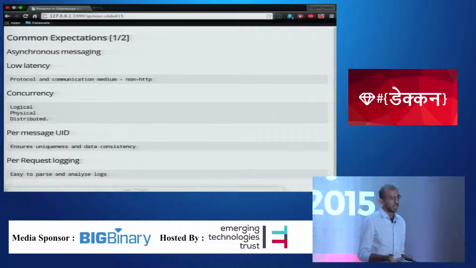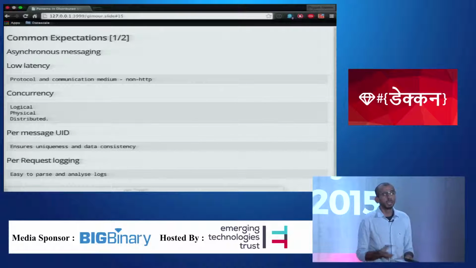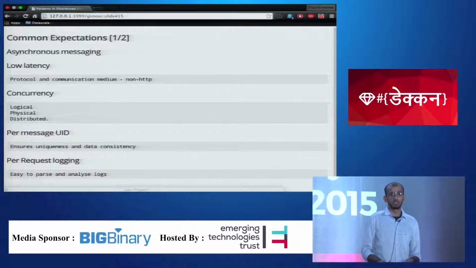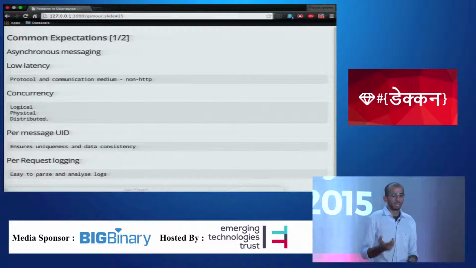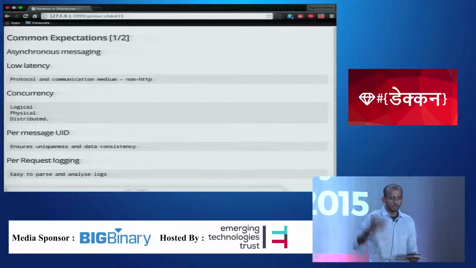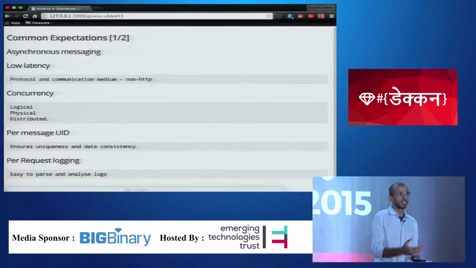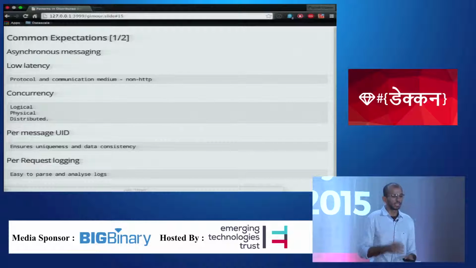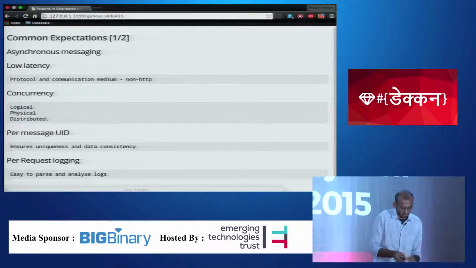Per message UID. Every message that you send out must have an identifier associated with it, because when you're looking at a distributed log, the timing and the order are irrelevant. It's not even guaranteed. So for you to be able to associate in the logs what is related to each request, a request ID is mandatory.